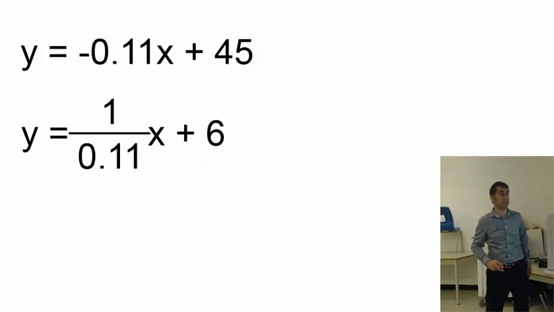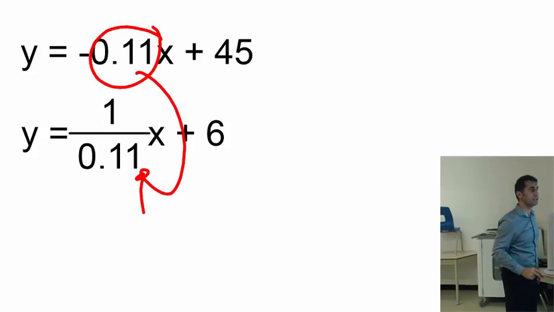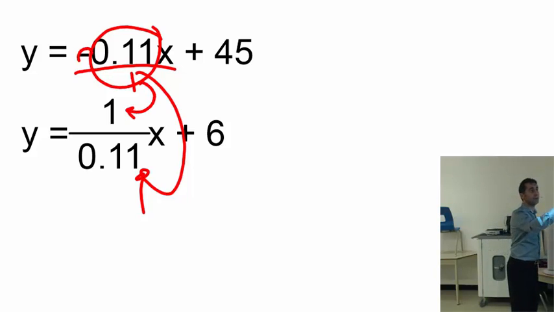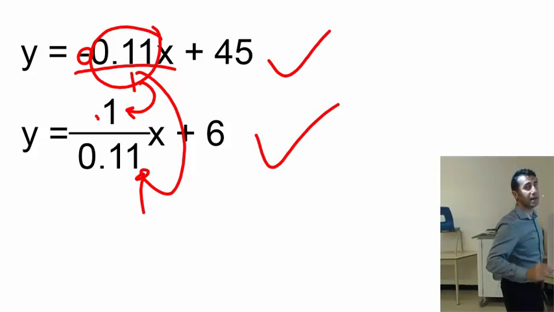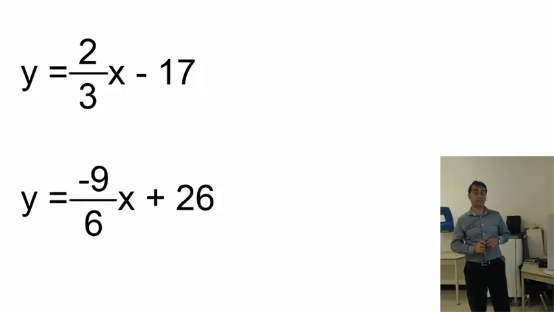How about here? Same thing. 0.11 is the denominator here, and there is no number here, meaning we have 1, and that 1 is up there, and the opposite sign, no sign. Yes, perpendicular lines. So looking at here, please watch this example carefully.